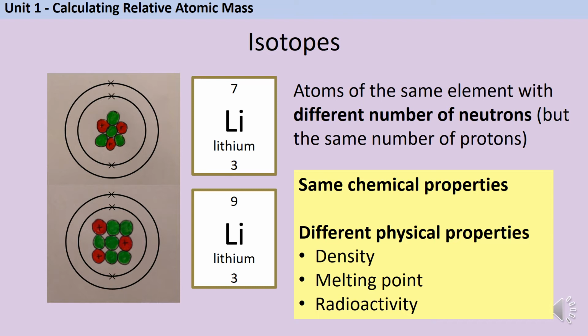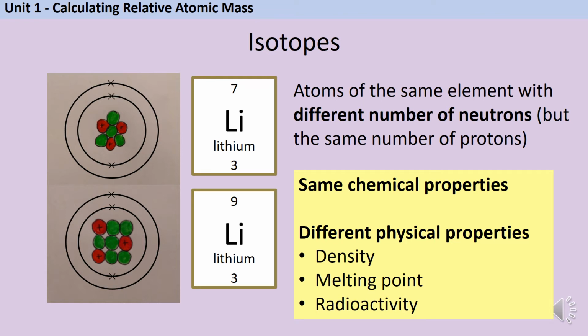Isotopes are atoms of the same element that have different numbers of neutrons. Now, because they're the same element, we know that they must have the same number of protons, because that's what defines an element. I've got 2 atoms here that both contain 3 protons, so they're both lithium, because any atom containing 3 protons must be lithium.